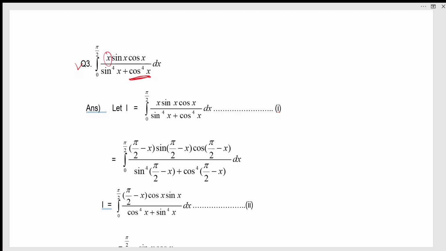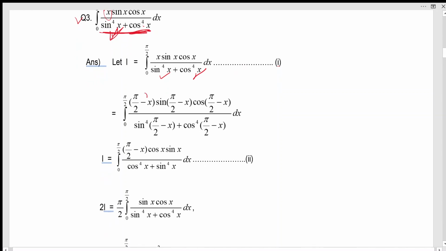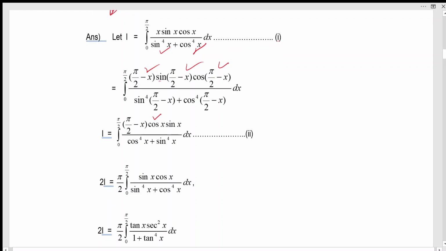This is giving you the hint that whenever we have x over here and you are not able to substitute, and this x is creating a problem, apply that property and get rid of that x. So I'm applying the property, and my denominator will not change after applying the property, because sine 90 minus theta will become cos theta, cos 90 minus theta will become sine theta. Wherever there is x, apply the property. Cos 90 minus theta has become sine theta, and sine 90 minus theta has become cos theta. This is equation number 2. The question was equation number 1.